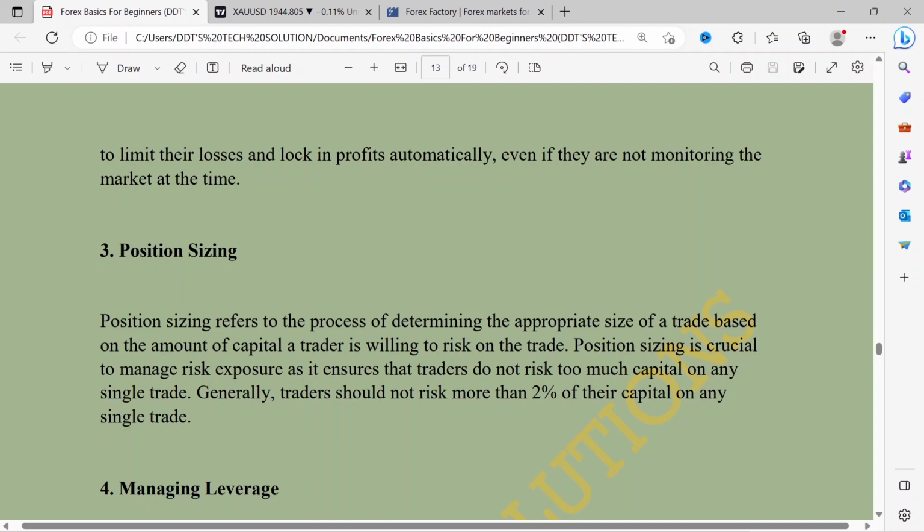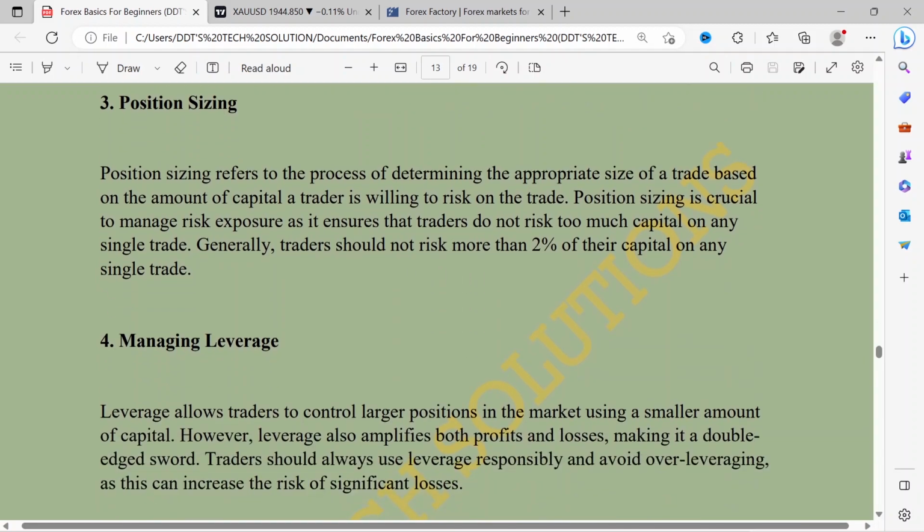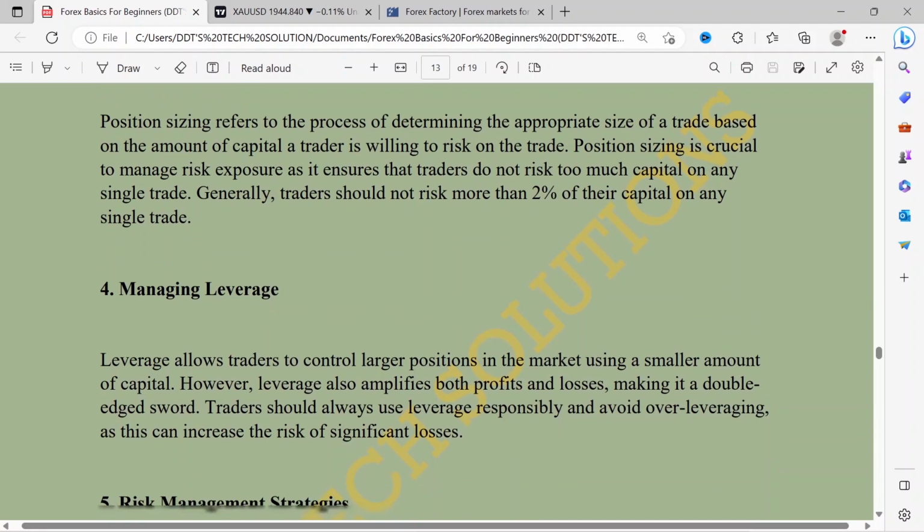Also, position sizing, that's determining the appropriate size of a trade based on the amount of capital a trader is willing to risk. So it's about not risking all your capital on a trade.